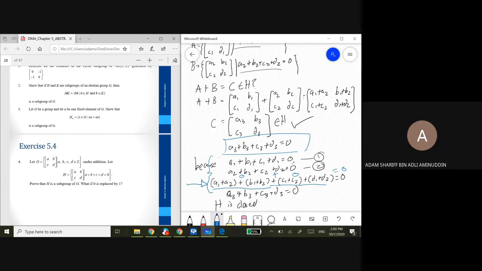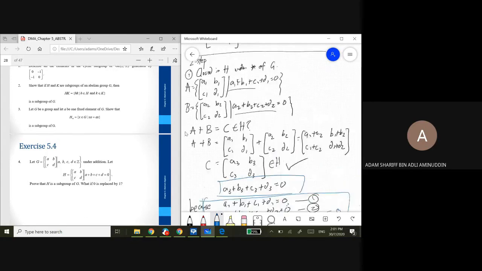Okay, is there any question regarding this? You kena masa. You must take some time to understand this section. I don't expect all of you to understand this quickly. Okay.